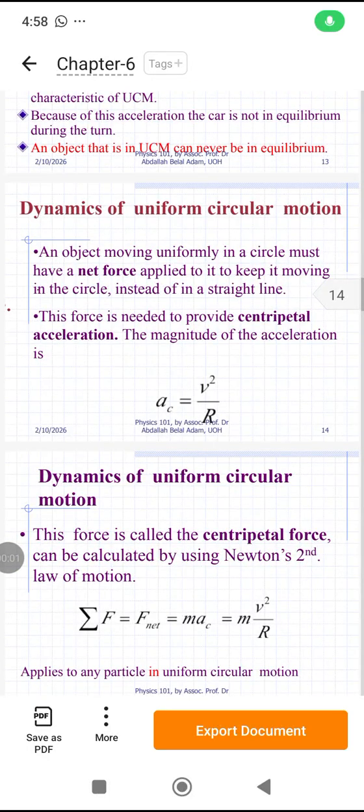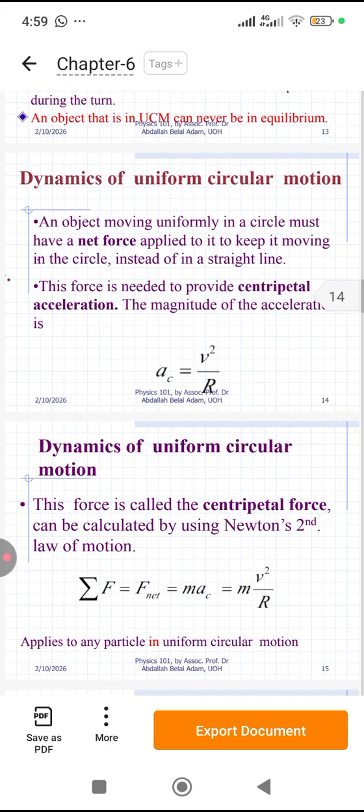Dynamics of uniform circular motion. An object moving uniformly in a circle must have a net force applied to it to keep it moving in a circle instead of a straight line. The force is needed to provide a centripetal acceleration. The magnitude of the acceleration is a_c equal v square over r.